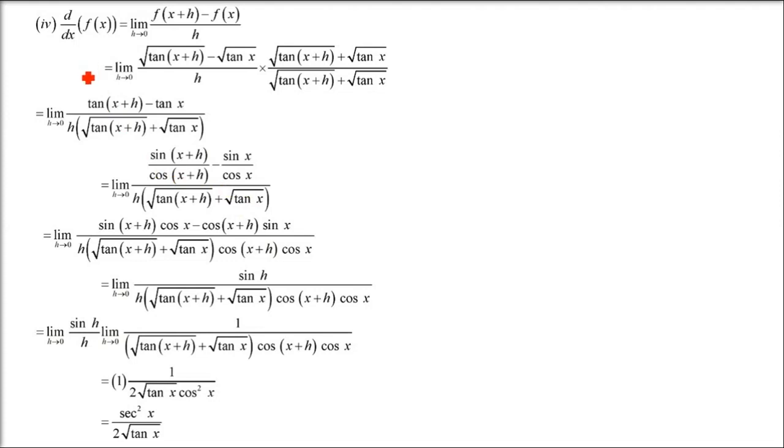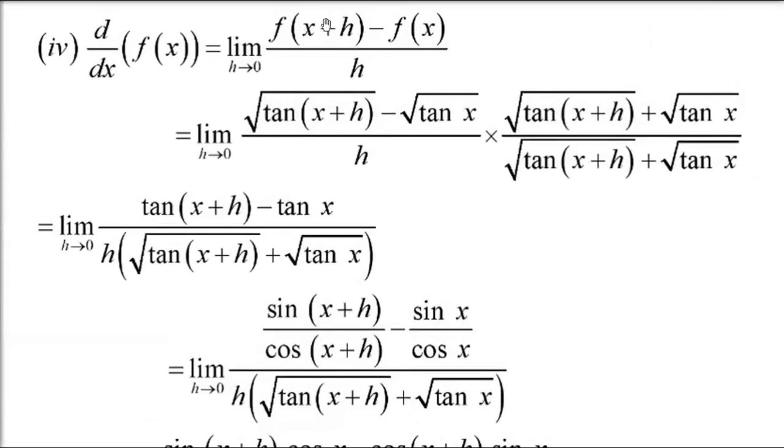Now this is under root tan x. As I said, wherever under root comes, it is highly likely that you have to apply the multiplication by the RF. So this is under root tan x. Now let us see f(x+h) minus f(x) by h: under root tan(x+h) minus under root tan x by h. Now you have to multiply by the RF, that is, take the plus sign and multiply numerator and denominator.